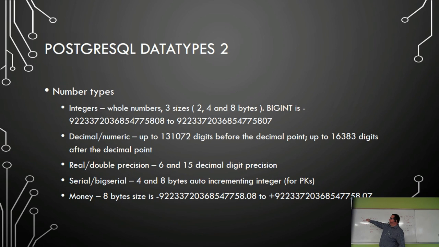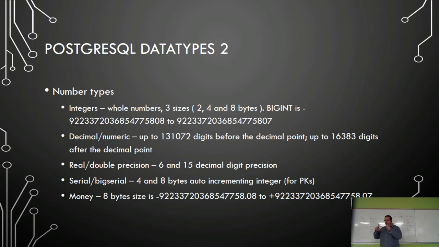So I go back to serial. Serial is either 4 or 8 bytes. So it's like an integer. It's an auto-incrementing primary key. The serial and big serial in Postgres is what they call a metadata type. It's not a real data type. It's a data type plus something extra.